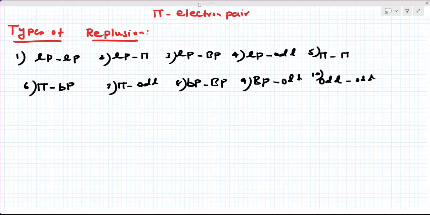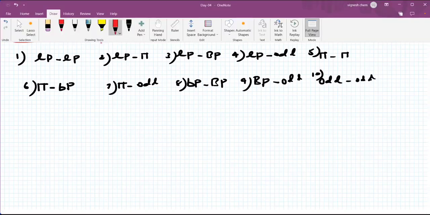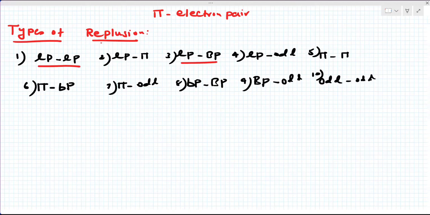Now among the 10, the three most important are lone pair-lone pair, lone pair-bond pair, and bond pair-bond pair. It's the basic common. Now please note how to find the order. For example, they give any four of these repulsions and ask for the repulsion order. Now please note the order of repulsion.